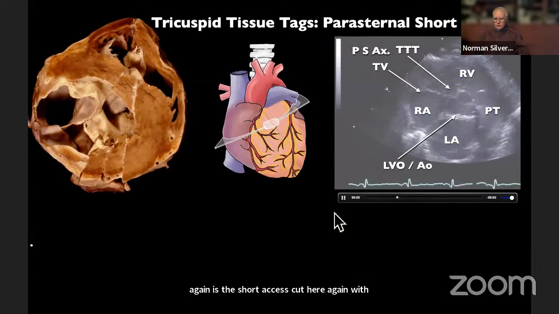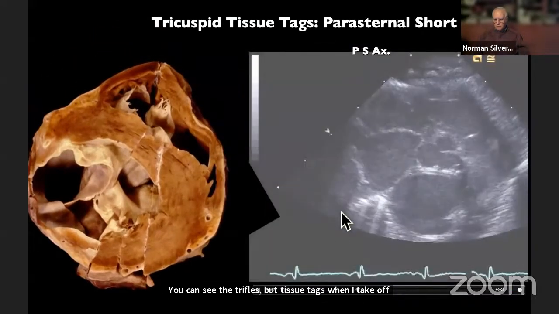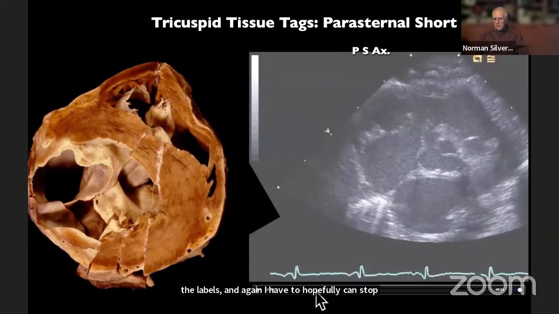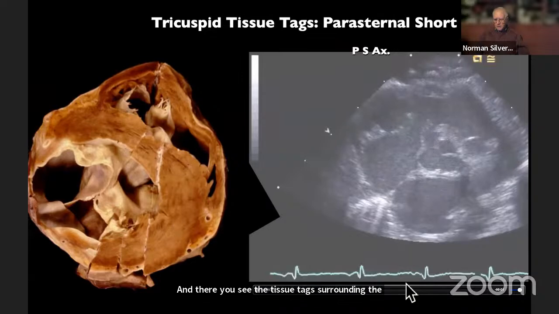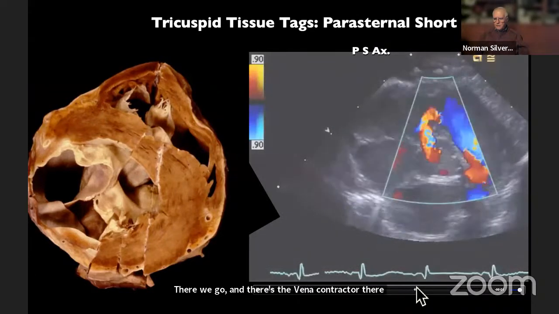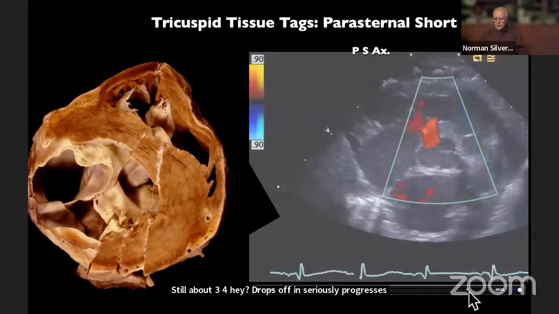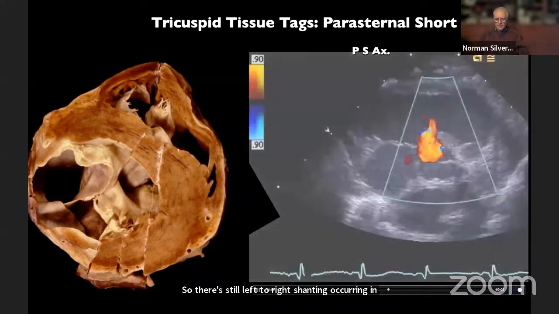You can see the tricuspid tissue tags when I take off the labels. And again, hopefully I can stop this here. And there you see the tissue tags surrounding the defect in systole and walling off the defect. There we go. And there's the vena contracta there, still about 3-4 millimeters. And it drops off and as systole progresses to be even smaller. And then in diastole goes the other way. So there's still left to right shunting occurring in diastole here. Did it play for you?